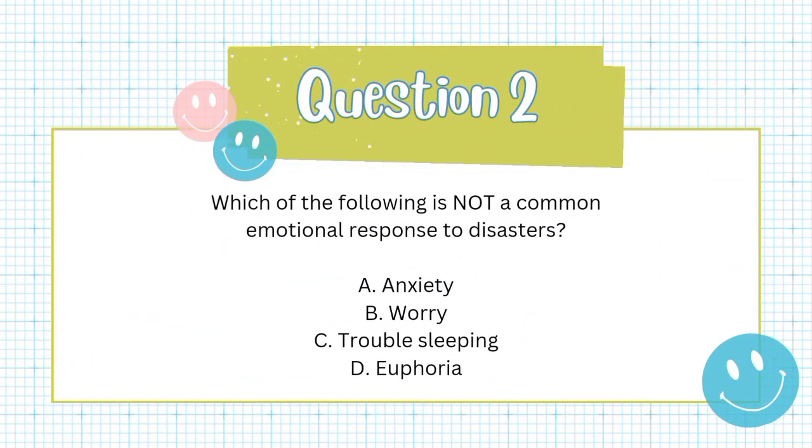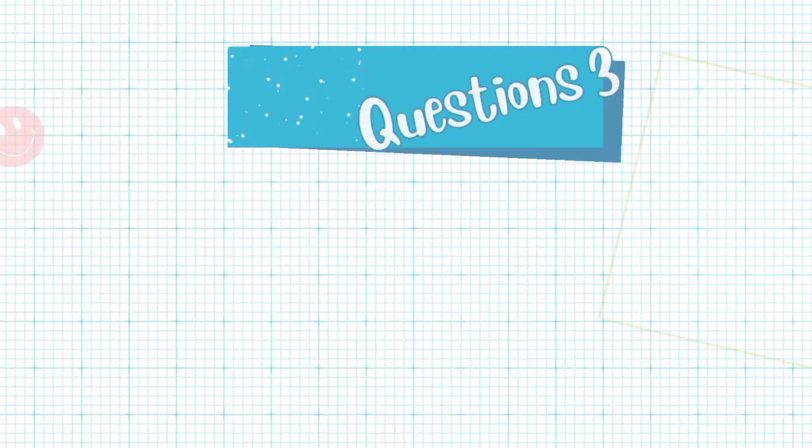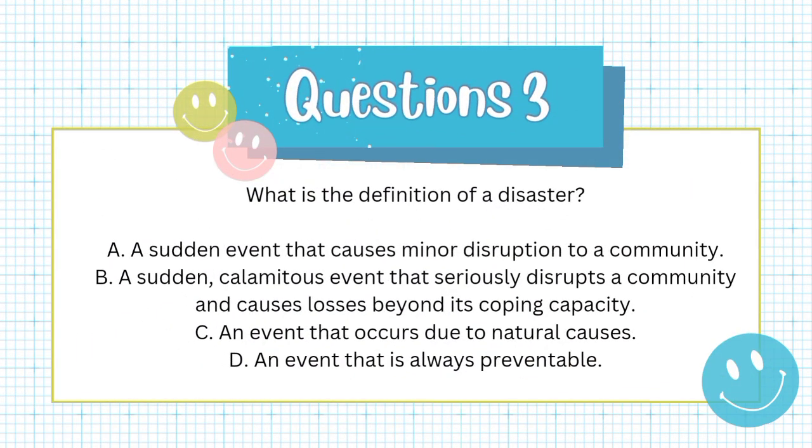2. Which of the following is not a common emotional response to disasters? A. Anxiety. B. Worry. C. Trouble sleeping. D. Euphoria. The correct answer is D. Euphoria.